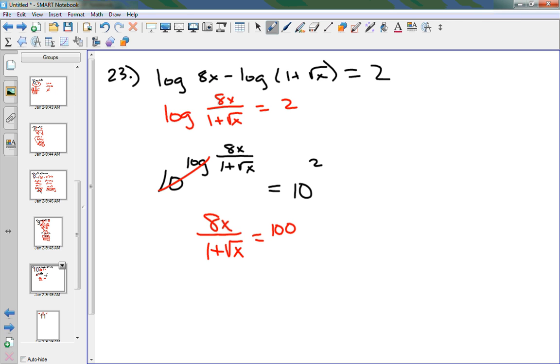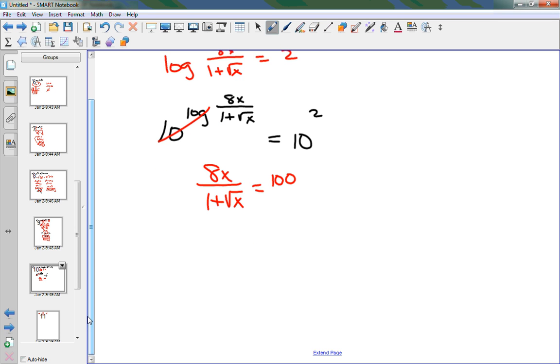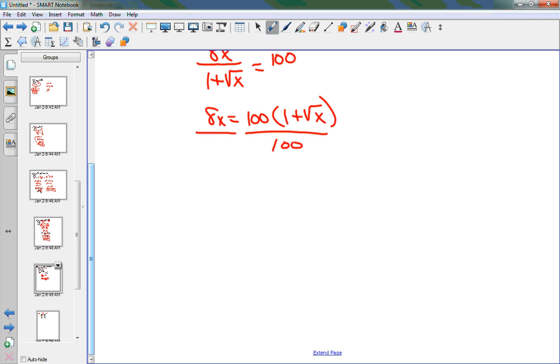That's the answer. No, honey, that's nowhere near the answer. But it sure made you think. Cross multiply. 8x is equal to 100 times 1 plus the square root of x. And I'm going to divide by 100. So I get 2 over 25 x is equal to 1 plus the square root of x. I need to isolate the square root of x. What do I do? Subtract 1. So I have 2 over 25 x minus 1 is equal to the square root of x.